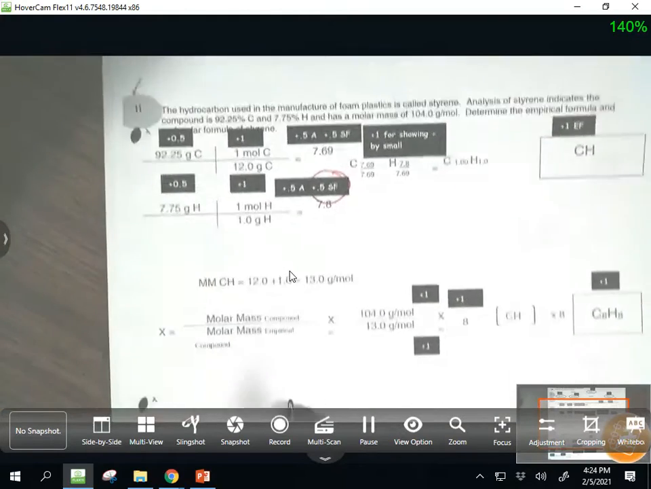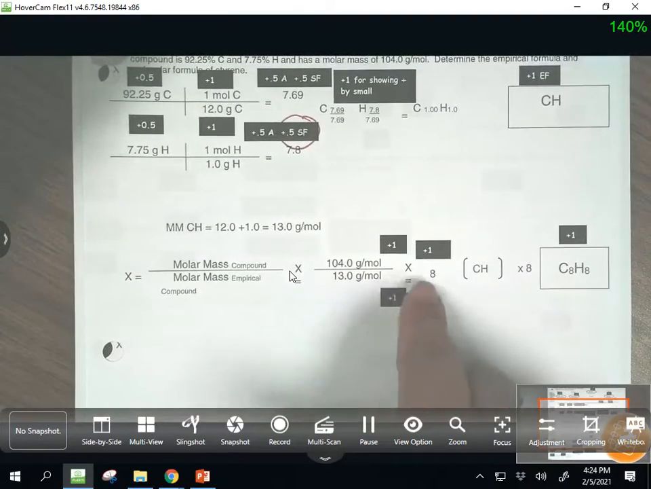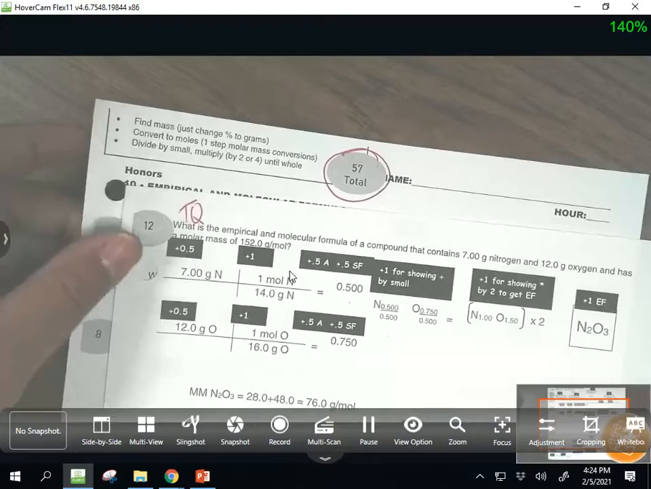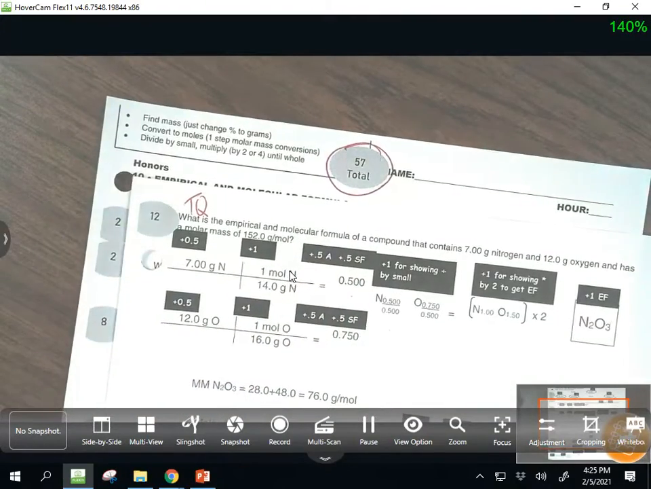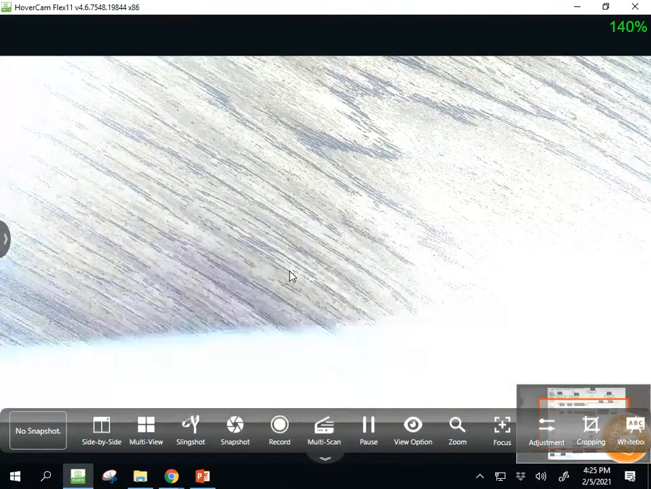You got to find the X factor, molar mass of the compound divided by the empirical. That's worth 1 point each. The X factor is 8, so it's CH8, worth 1 point. The entire thing is worth 57 points. Make sure you have the score on the front, and then I will collect that from you the next time I see you.